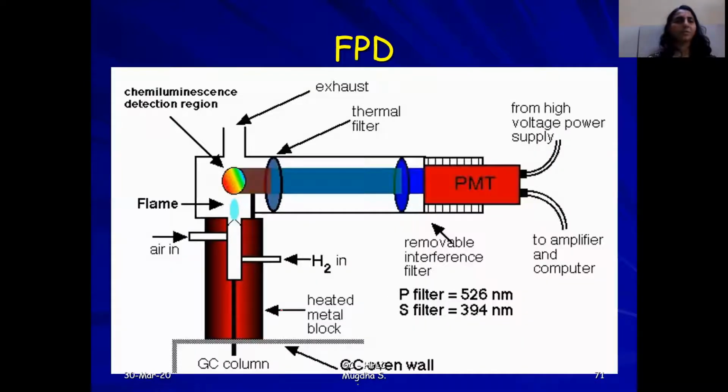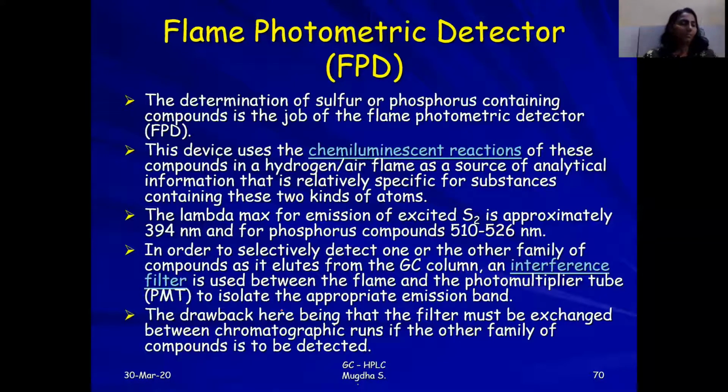Then the flame photometric detector. It again works on a similar principle as your flame ionization detector. So this device uses chemiluminescent reactions of these compounds in a hydrogen air flame as a source of analytical information that is relatively specific for substances. In order to selectively detect one or the other family of compounds as it elutes from the gas column, an interference filter is used.